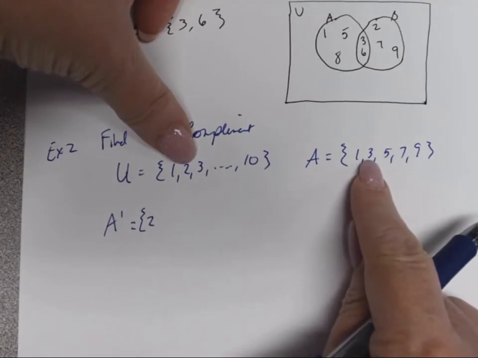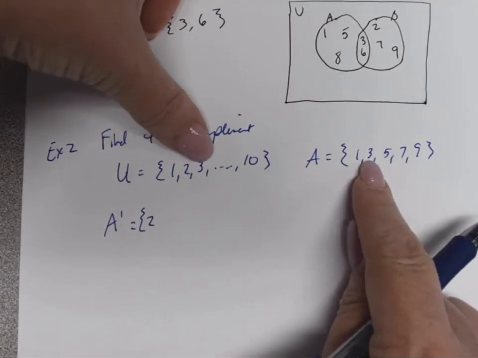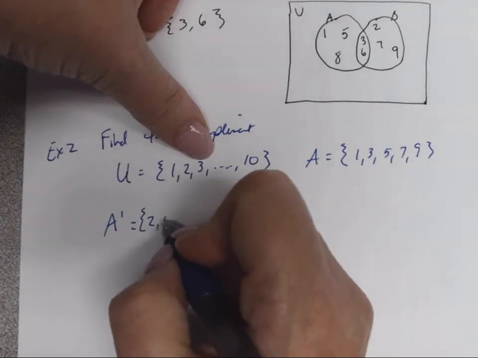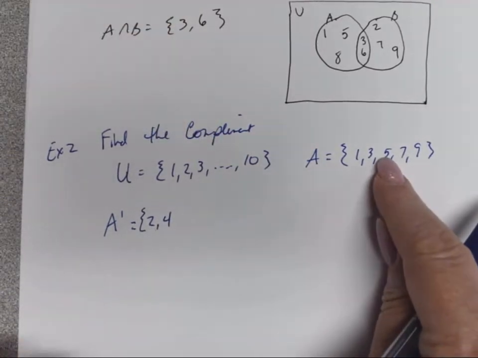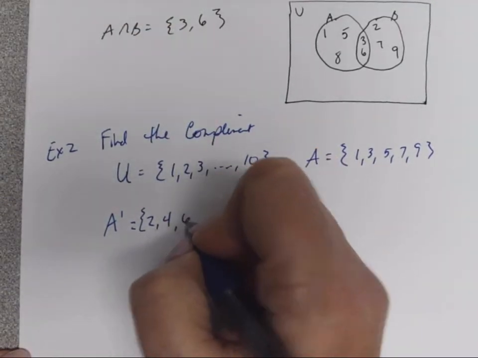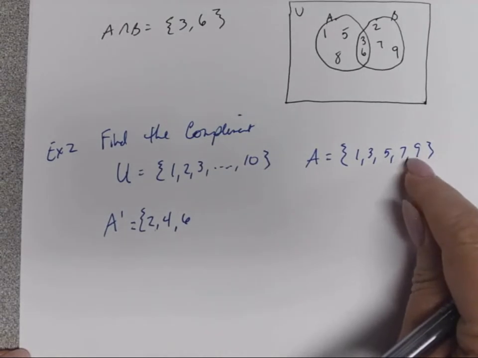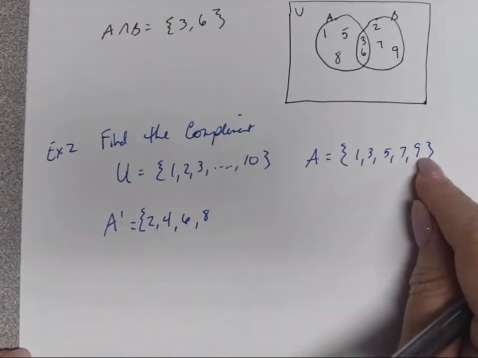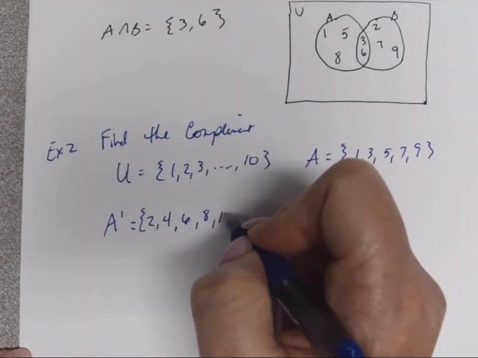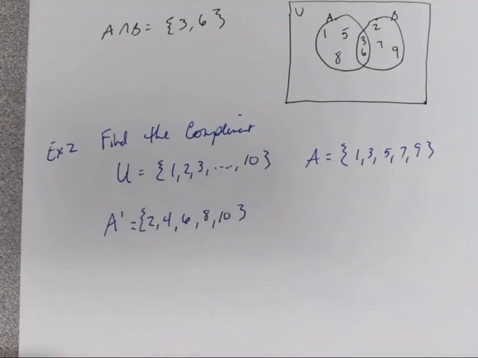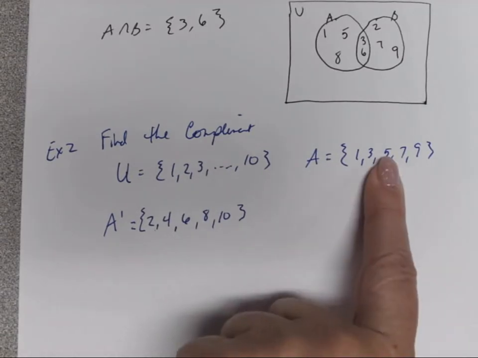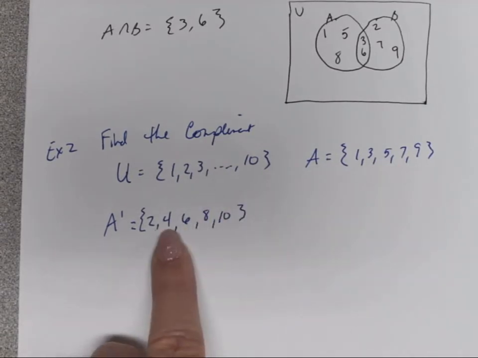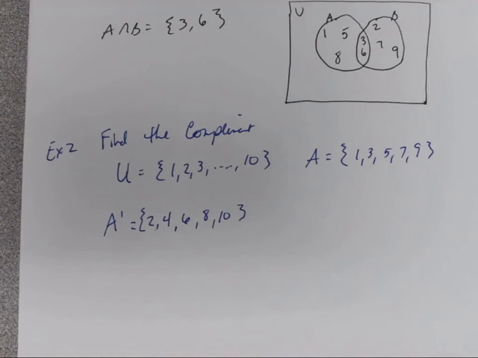So not in A. So if I'm looking at my numbers, A has 1, but it doesn't have 2. It has 3. It doesn't have 4. It has 5. It doesn't have 6. It has 7. It doesn't have 8. It has 9. And it doesn't have 10. And remember, those ellipses tell us that all 1 through 10 are there. So basically, these are the odd numbers through 10, and these are the even numbers. So that would be our A complement.